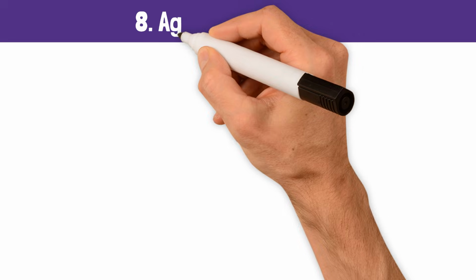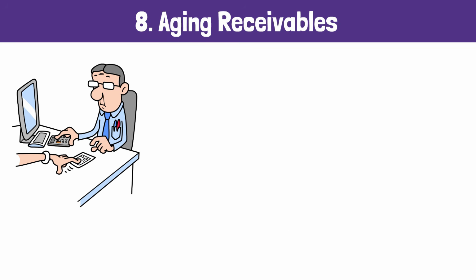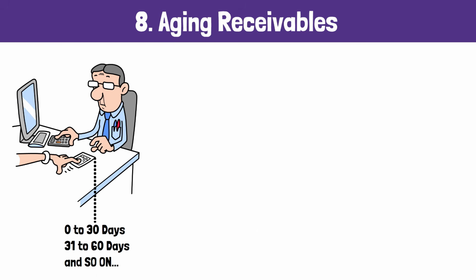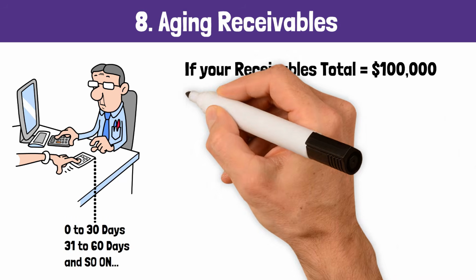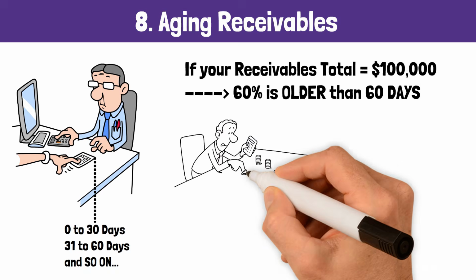Number 8. Aging receivables. Aging receivables shows how long customers have owed you money. Invoices are grouped by time buckets like 0 to 30 days, 31 to 60 days, and so on. If your receivables total $100,000 and 60% is older than 60 days, that is a cash problem.